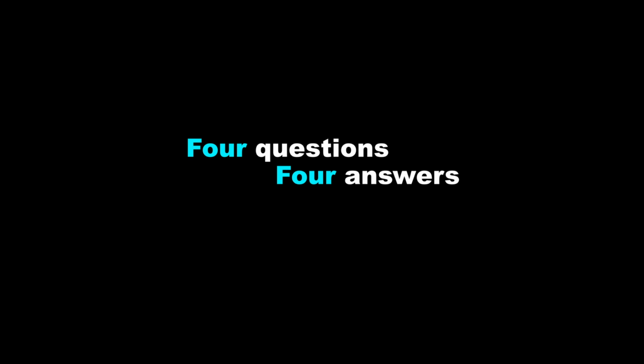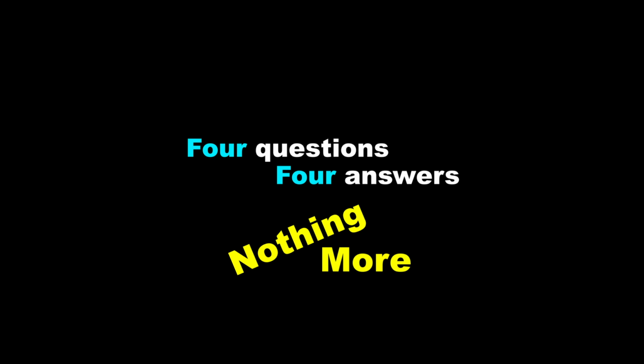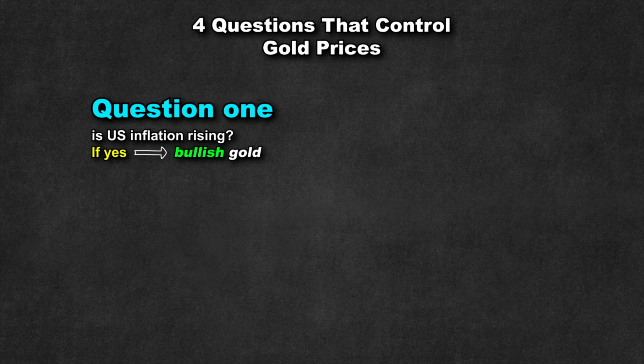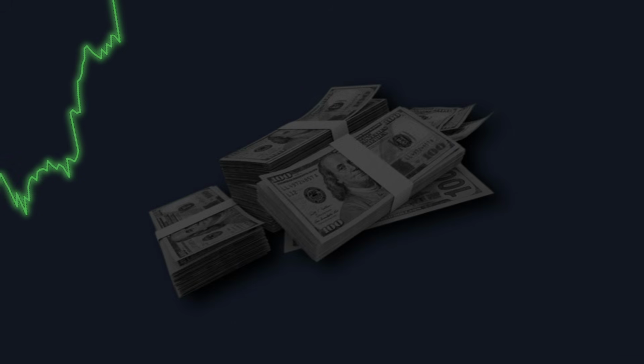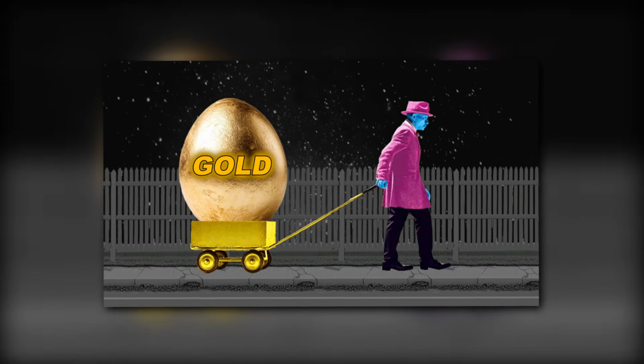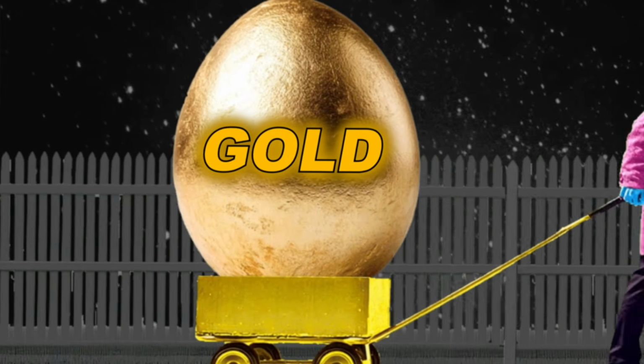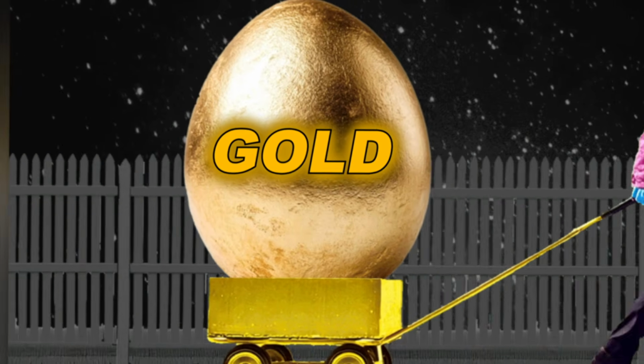Step 2. Fundamental analysis. You've mapped who's positioned. Now you need to know whether the fundamentals give you tailwind or headwind. 4 questions, 4 answers, nothing more. Question 1. Is US inflation rising? If yes, bullish gold. When prices climb, money loses value. Gold has been the inflation hedge of choice for thousands of years. Investors run to it the moment the dollar starts buying less.